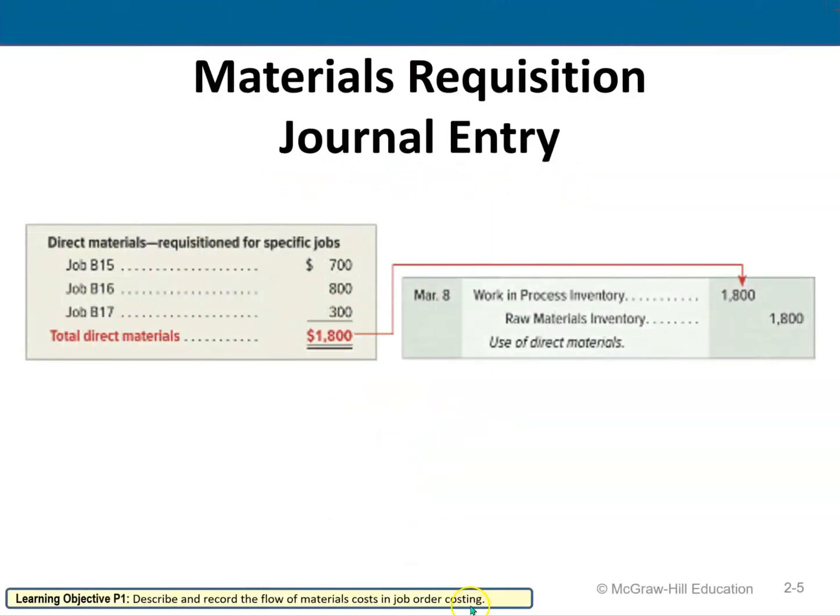So the thing to remember, although you may have 3 jobs with different amounts, when you go to book it and take it out of raw materials, it's going to go to raw materials inventory, one account, and the total would be work in process inventory. You would not do these individually, although you would have a subsidiary ledger that would keep track of all this stuff by job.